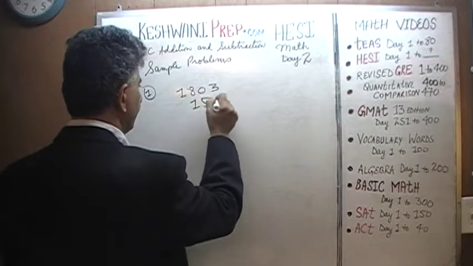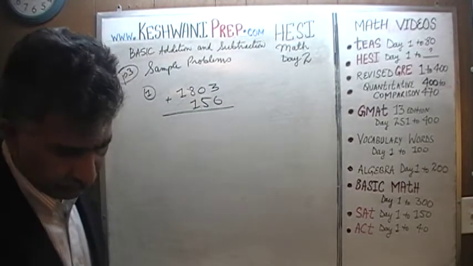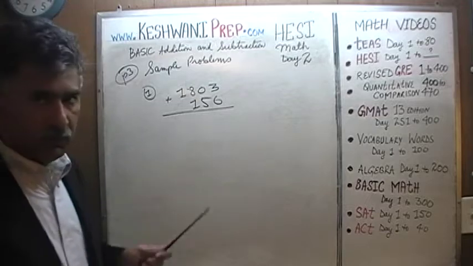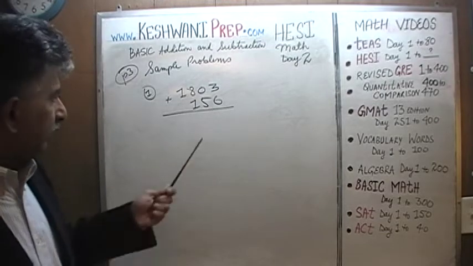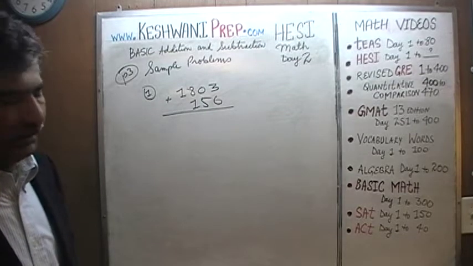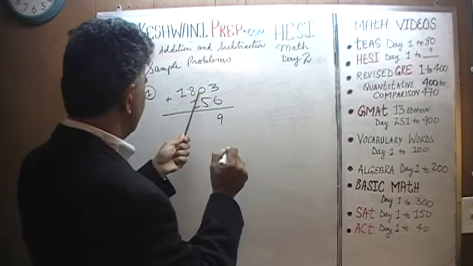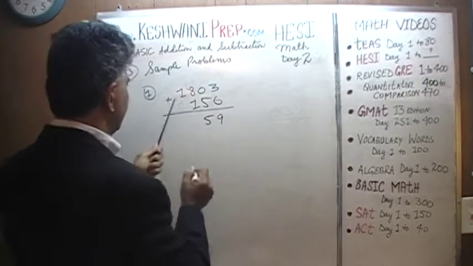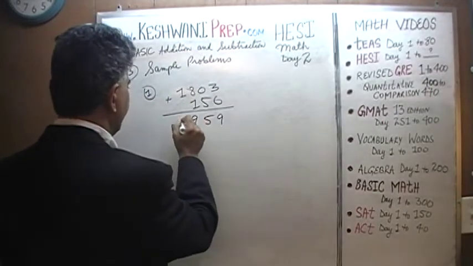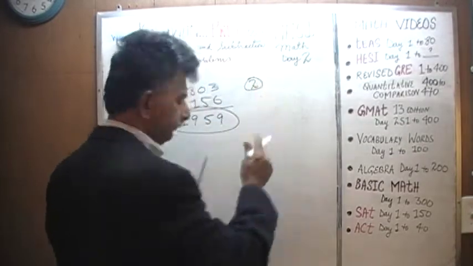The very first one, 1803 plus 156. Let's see what we can do. Even before we do any work, you should be able to tell immediately that 1800 plus 150 is going to be about 1950. It's very simple. 3 plus 6 is 9, 0 plus 5 is 5, and then 8 plus 1 is 9, and 1959 is the answer.